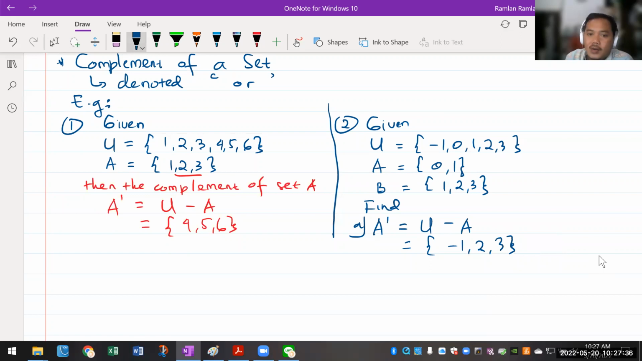Quite easy. Now, I would like you to write down in the chat box, what is the complement of B? Please write it down like this: B, then apostrophe, then equals, then curly bracket, and then write down the elements that are included in the complement of B. Everyone, please write your answer in the chat box. I would like to know your understanding.